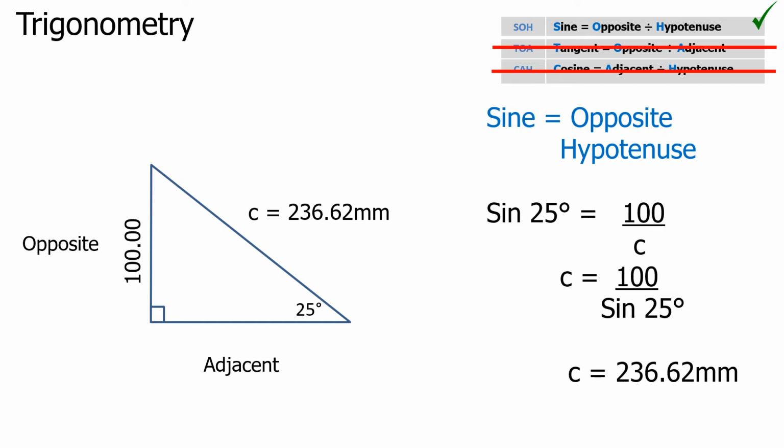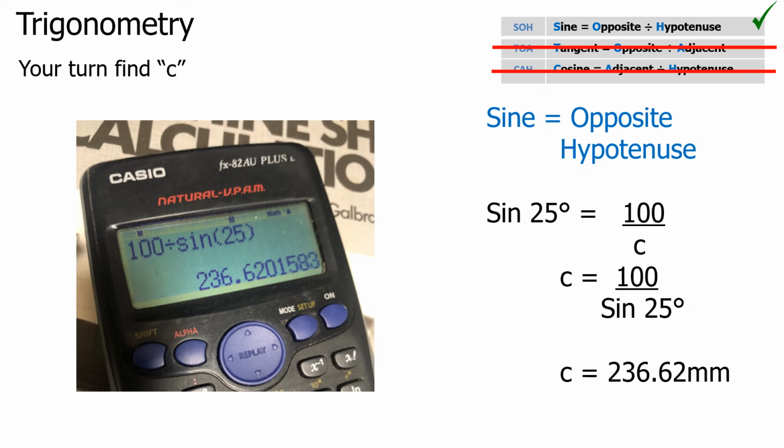So now let's solve for C. C equals 100 divided by sine 25 degrees. C equals 236.62 millimeters. As you can see, my calculator is pretty smart and sorted the order of operations for me.